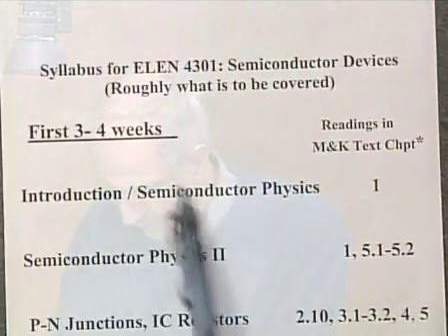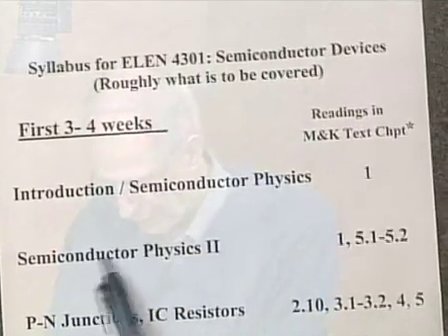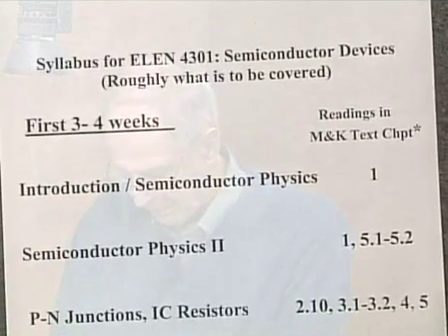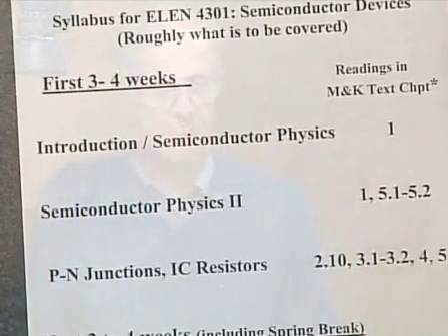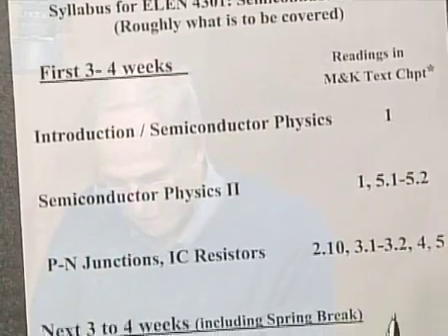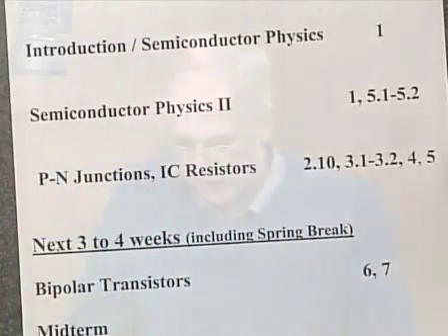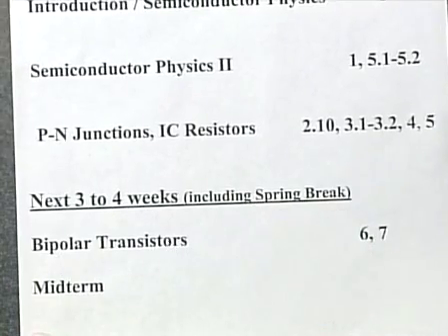But in the first 3 weeks, we spend at least 2 weeks on introduction, semiconductor physics, and several more lectures on basic semiconductor properties. Then we move on to PN junctions and a little sidebar on integrated circuit resistors. I like to emphasize that the devices always fit into circuits, so we'll have to go over that. Then we go the next 3 or 4 weeks, which also includes the midterm and spring break, and move on to bipolar transistors.